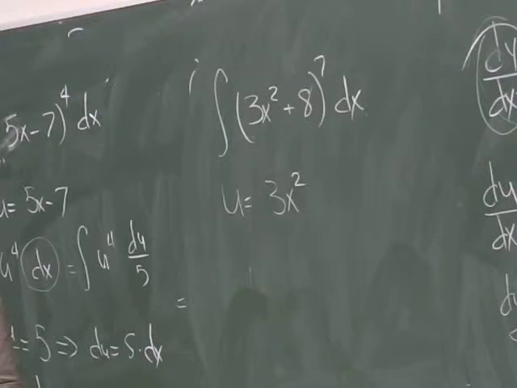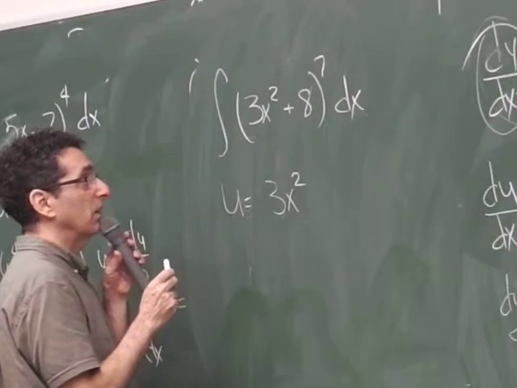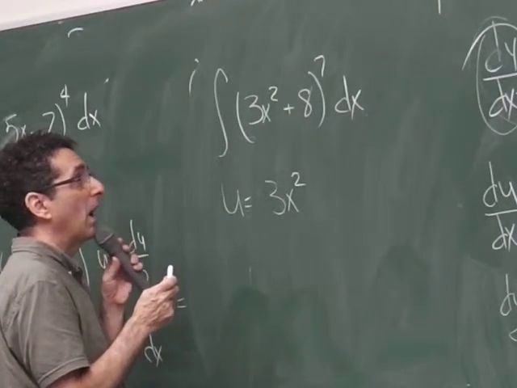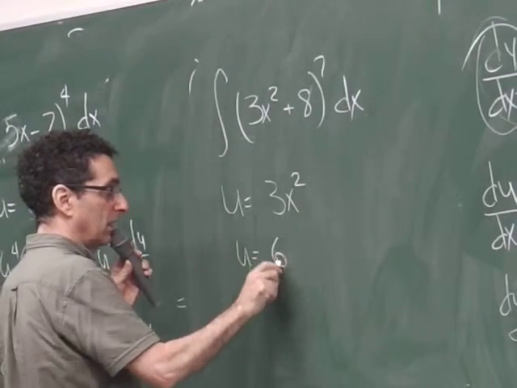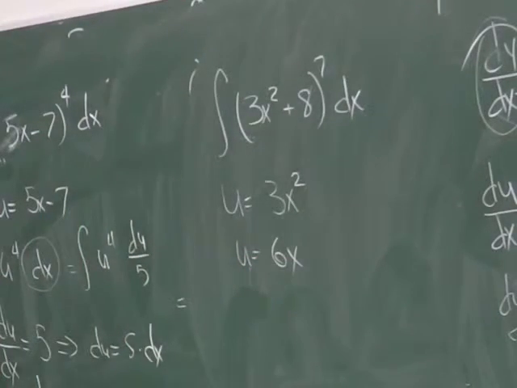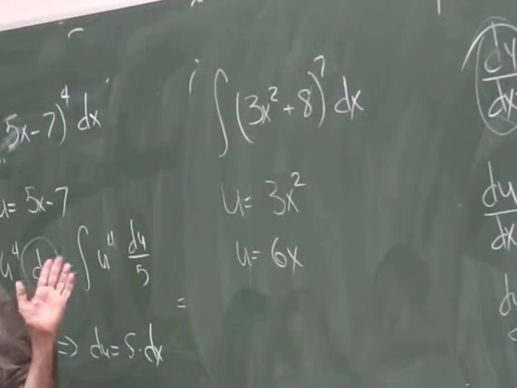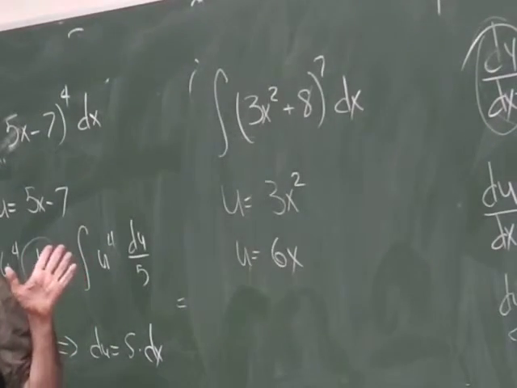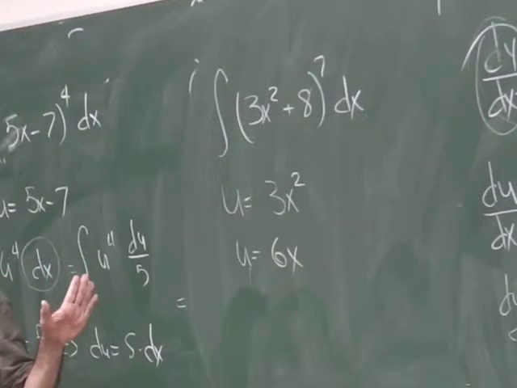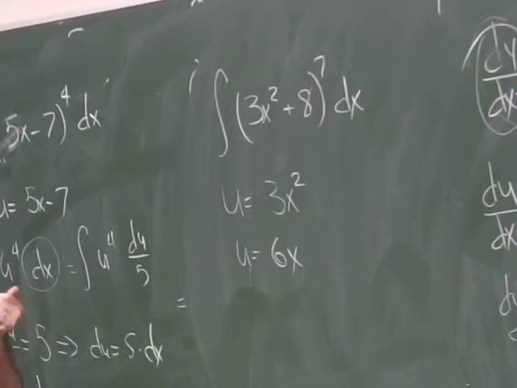3x? 6x for u? No, that won't work either. I don't think that will work. But this is just guessing. This is what you have to do, is just guess. You just have to guess, try it, and if you can't get it, you have to try something else. And what do I mean by can't get it? If you can't get all u's, get rid of all the x's, then it didn't work.